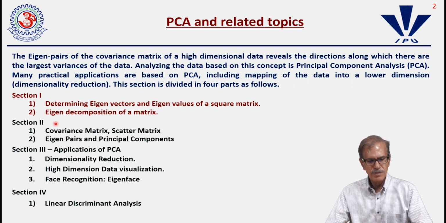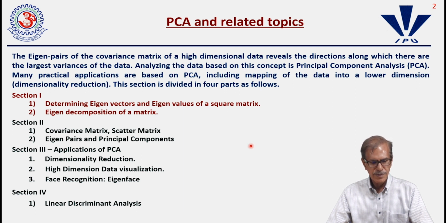Section 1 is about determining eigenvectors and eigenvalues of a square matrix, and then eigen decomposition of the matrix. Section 2 is about how to calculate what is covariance matrix and what is scatter matrix. And we'll also see what the eigenpairs are and how they're related to principal components of a data.